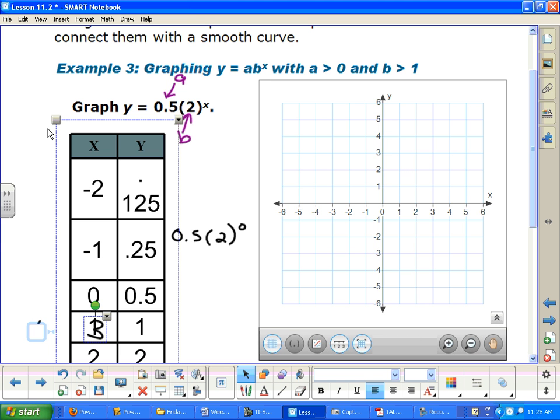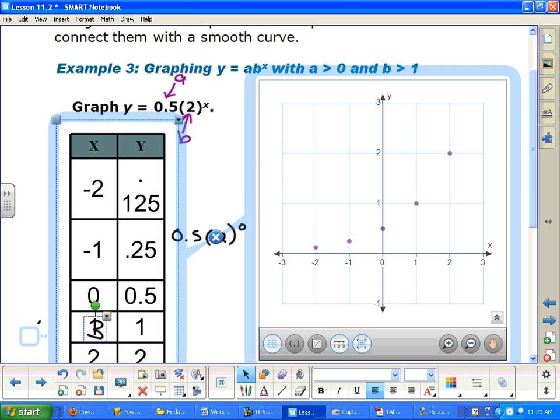So, we're going to plot those points. And when we plot those points, if we've done our job right, then we will get something that looks like this. Okay? Now, don't you wish your paper would do that? All right, so let's talk about it.